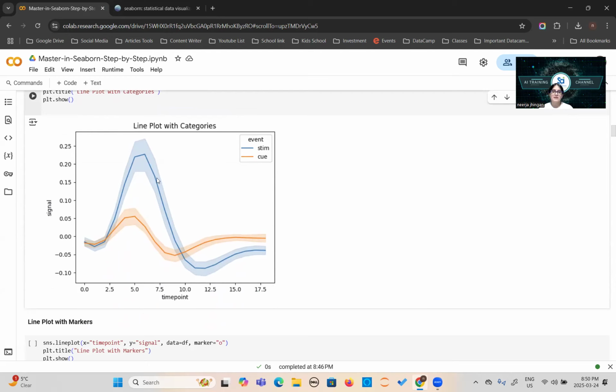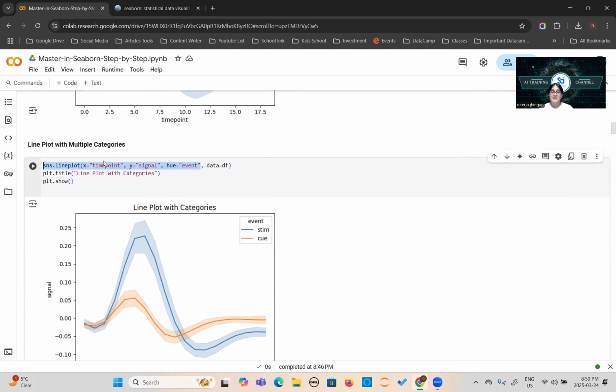If this is the event stem, it shows at what time, what signal, how many signals are going to the brain, and if it is a queue, how many signals are going at what time, showing the trend over time. So you can also add two categories in the line plot just by adding this single parameter.